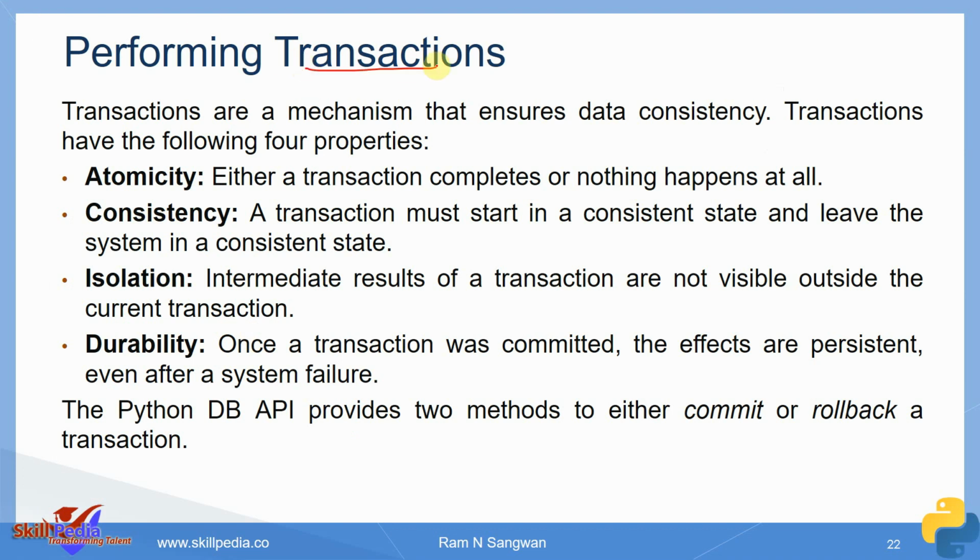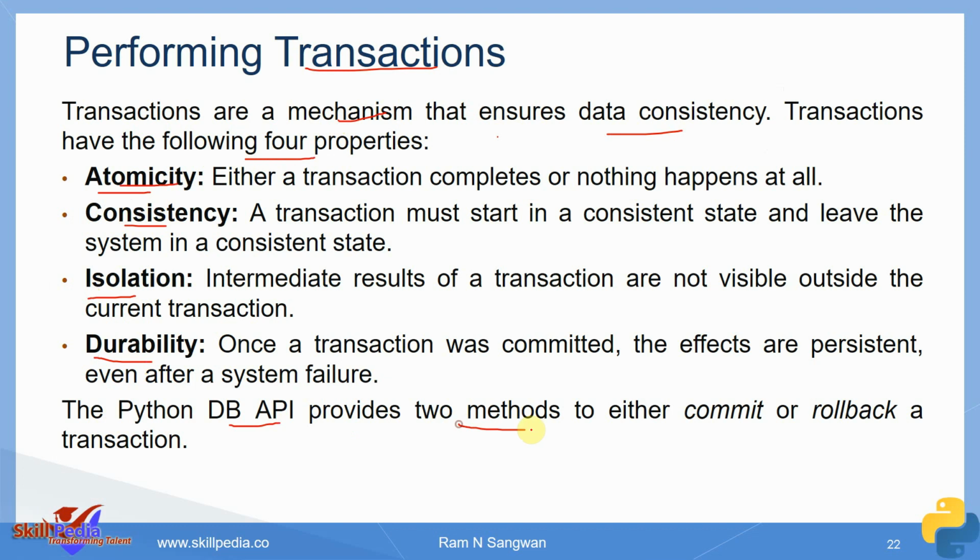Performing transactions. Transactions are a mechanism that ensures consistency. Transactions have these four properties: atomicity, consistency, isolation and durability, that is ACID, you know that. Any serious database user knows these features.